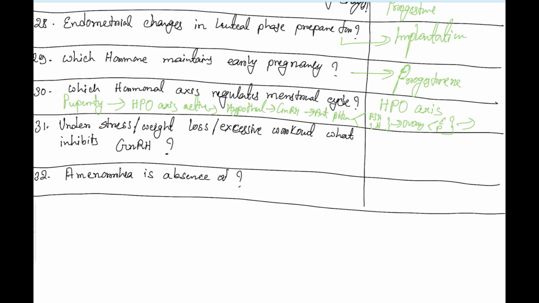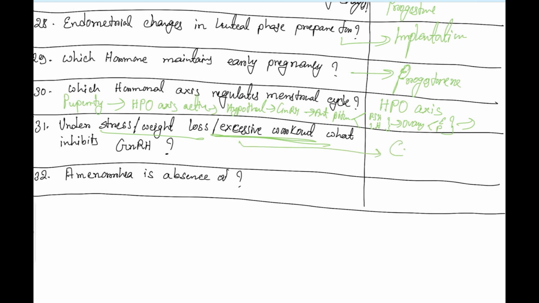In this way the whole menstrual cycle is regulated through this HPO axis. Under stress, weight loss or excessive workout, some females will complain that I am not getting my period this month. I am not having any bleeding phase. Why? Because if a female is undergoing excessive stress, weight loss, excessive workout or exam stress, the female will complain that her period is missed. Okay, why?